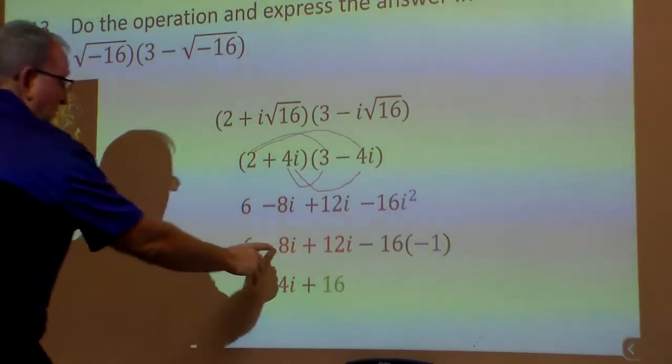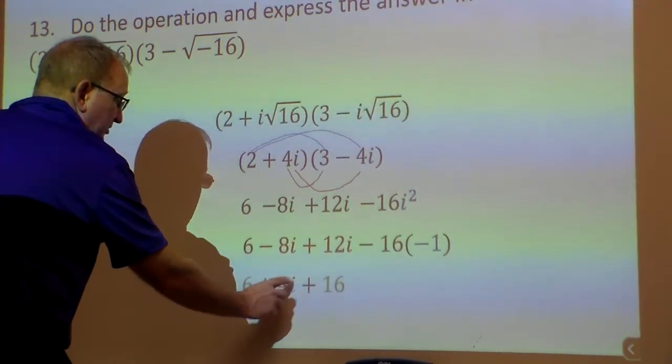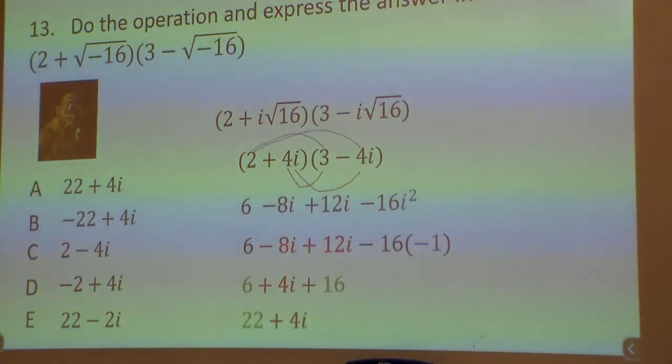I went ahead and added the negative 8 and 12, which are opposite, so it's positive 4i, and 6 plus 16 is 22. So this answer would be then 22 plus 4i, for letter A, for imaginary numbers.